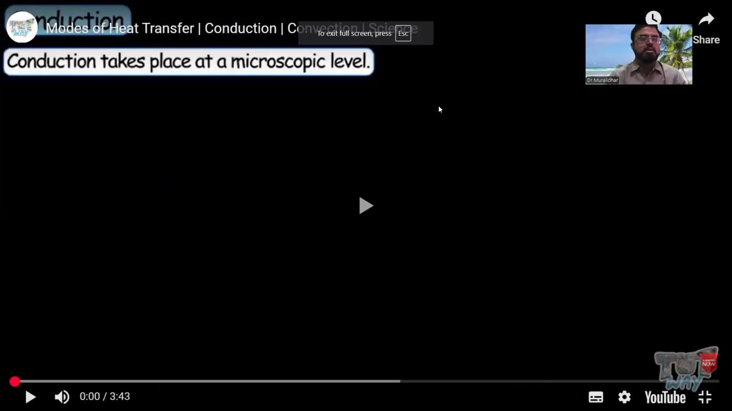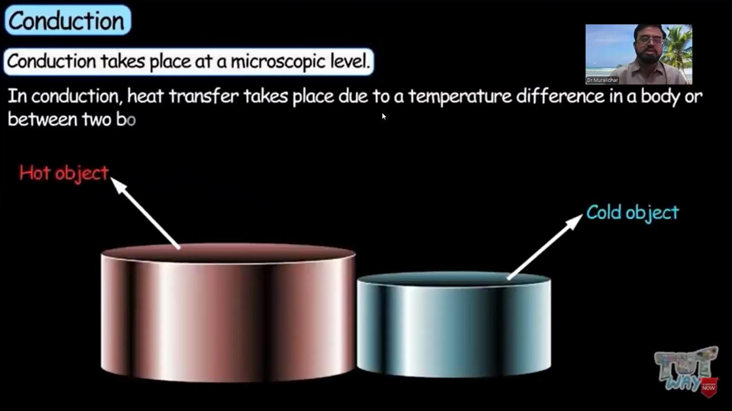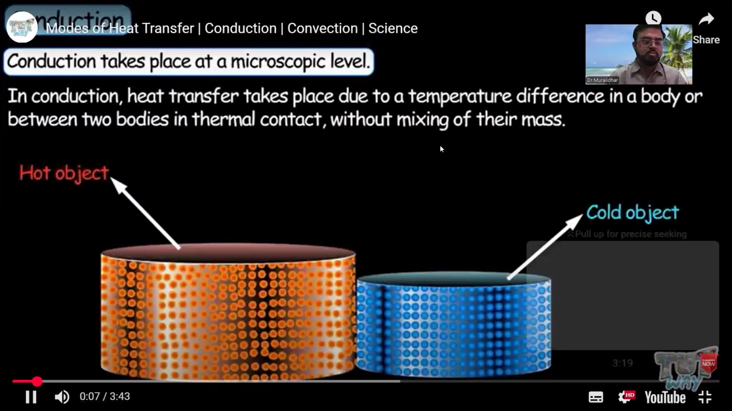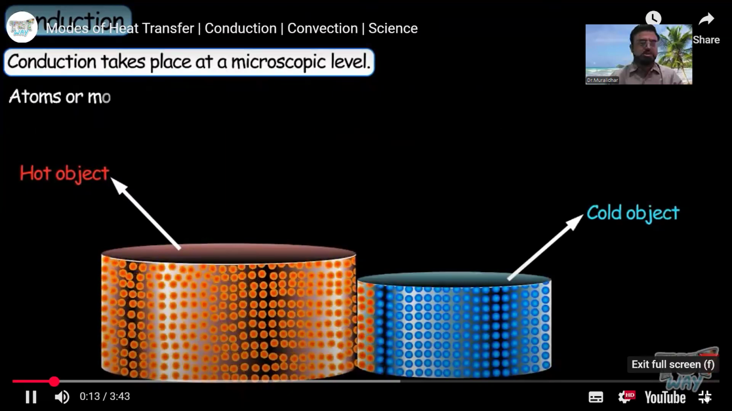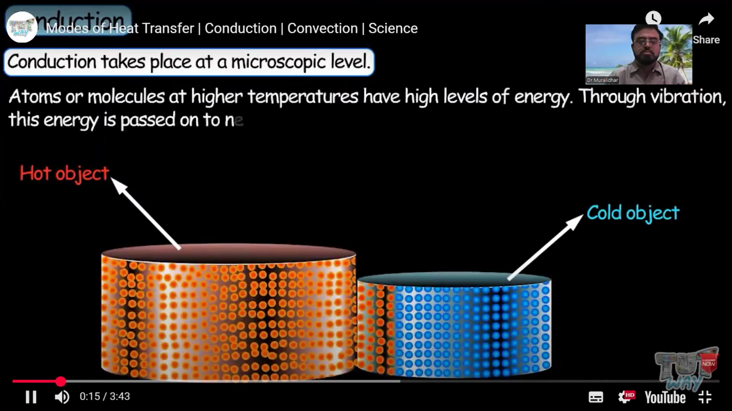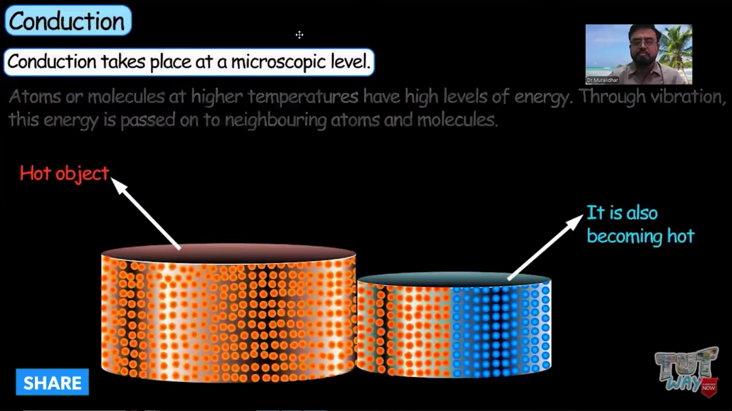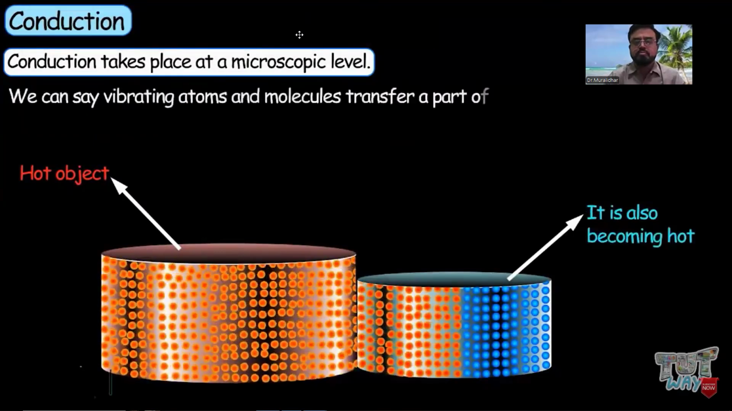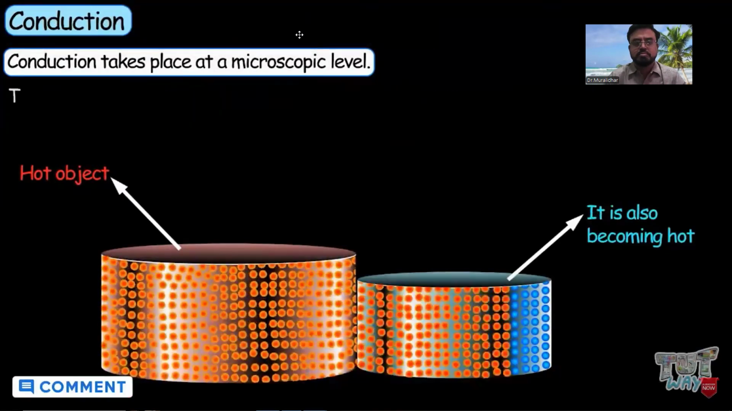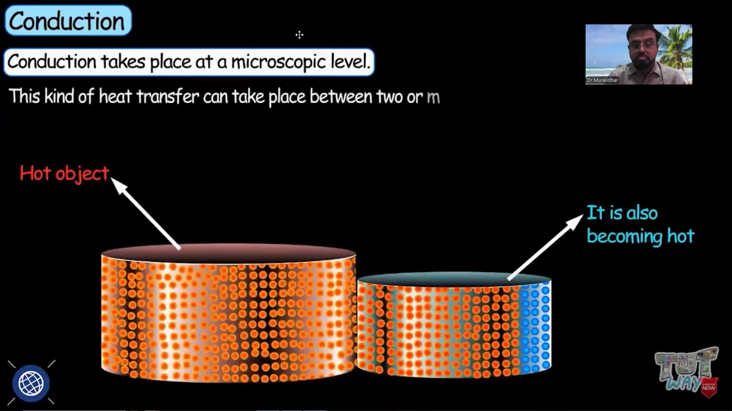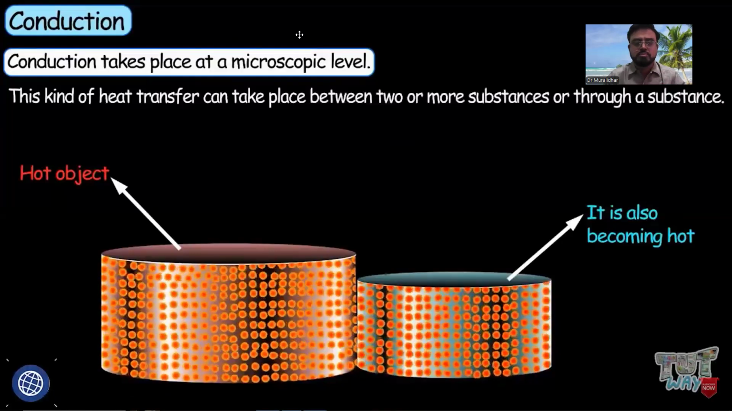And takes place at a microscopic level. In conduction, heat transfer takes place due to a temperature difference in a body or between bodies in thermal contact without the mixing of their mass. So atoms or molecules at higher temperatures have high levels of energy. Through vibration, this energy is passed on to neighboring atoms and molecules. Or we can say vibrating atoms and molecules transfer a part of their energy to neighboring molecules and atoms. This kind of heat transfer can take place between two or more substances or throughout a substance.